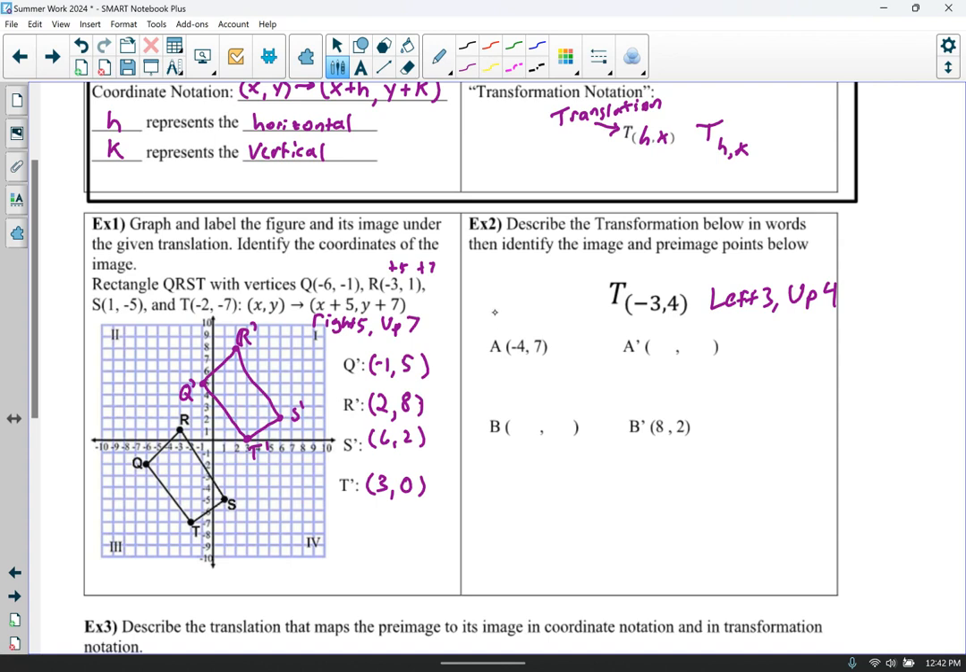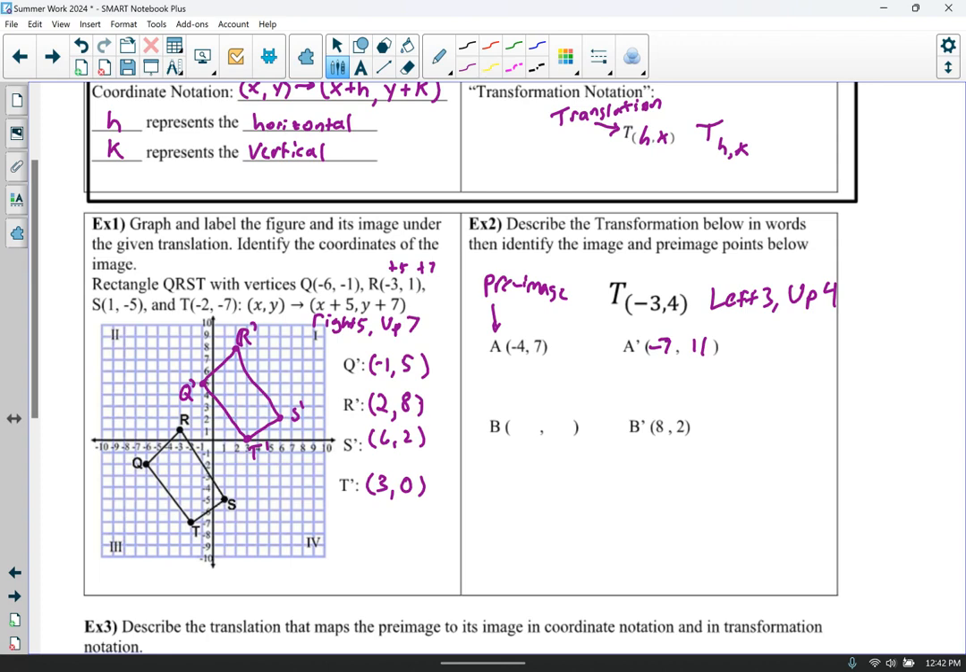Now we're given a pre-image, A, and asked to find the image. So the pre-image is (-4, 7). So I'm just going to kind of add. -4 plus -3 would be -7. +7 plus 4, +11. So our image point, A prime, would be at (-7, 11).